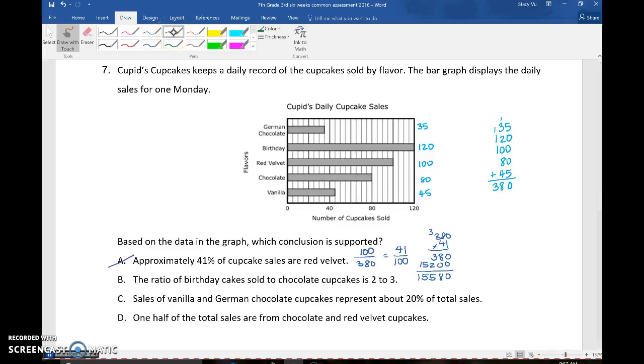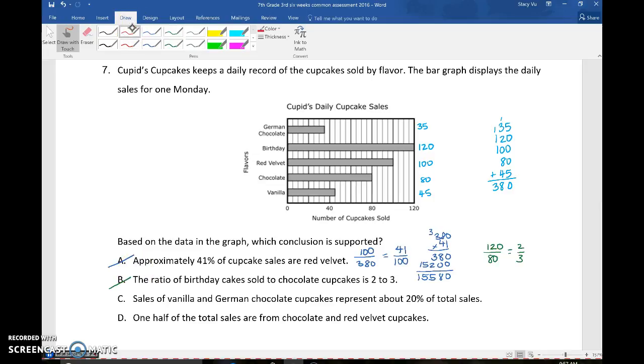Now we are looking at B. It says the ratio of birthday cakes sold to chocolate cupcakes. So birthday cakes, there's 120, to chocolate, there's 80. And it's saying that is equal to 2 over 3. Well, my top here is bigger than the bottom, so that's not possible.